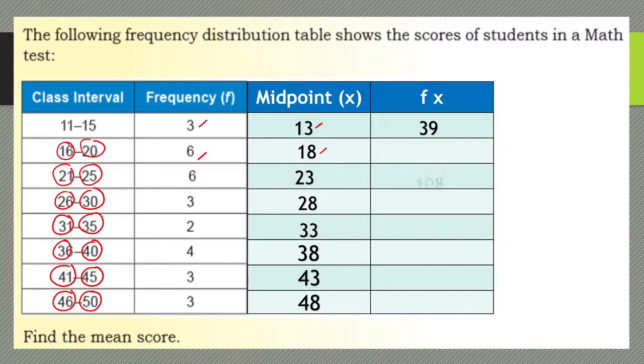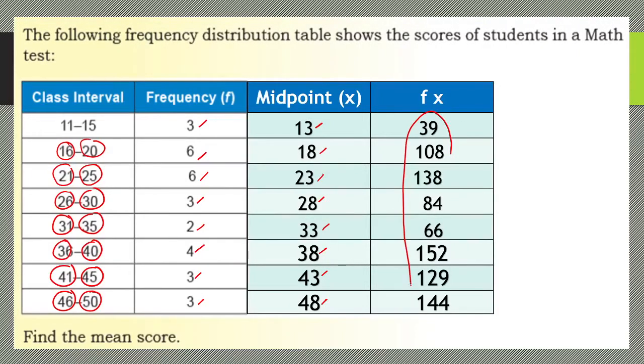108. Okay. What about 6 times 23? 138. What about 3 times 28? 84. 2 times 33. 66. 4 times 38. 152. 3 times 43. 129. 3 times 48. 144. What is the next thing to do again?